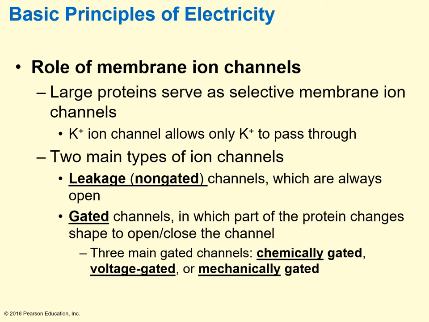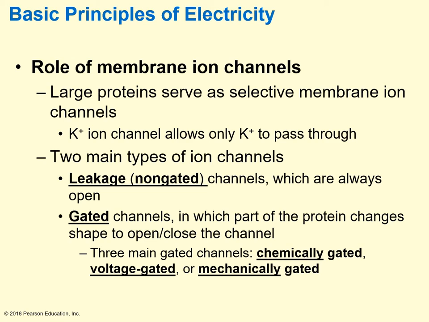There are two main types of these ion channels. There are some that are known as leakage channels or non-gated channels. These are always open. Now they will be specific, so if it's a sodium leak channel, then the sodium ion is always able to pass through, versus a potassium channel, which the potassium is always able to pass through.